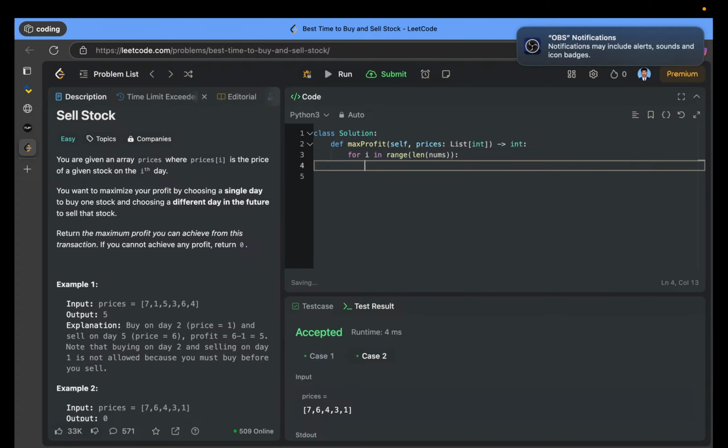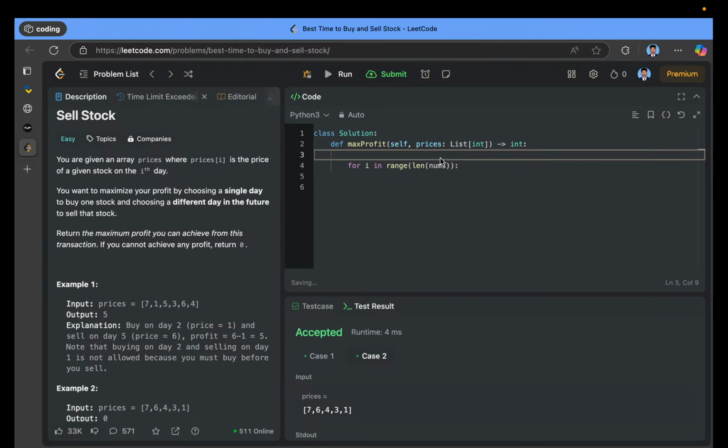Okay, for a range length, means... Okay, for a range length nums, and after this what do I have to do? Auto probe, yes.